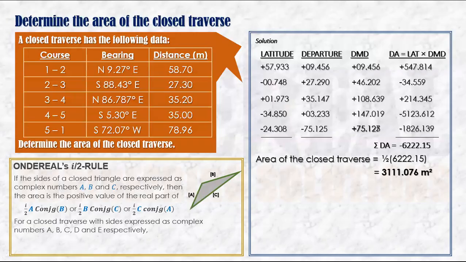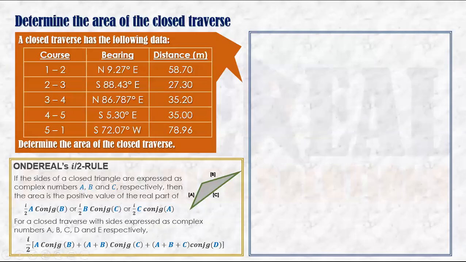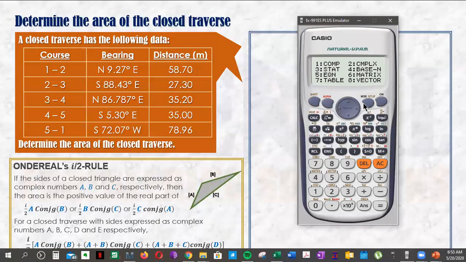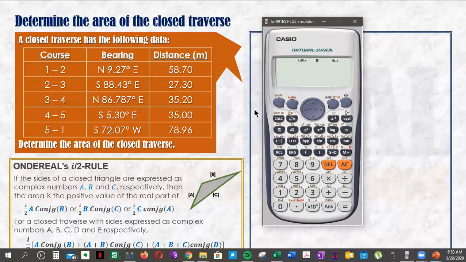And also for a closed traverse with sides expressed as complex numbers A, B, C, D, and E, the area is the positive value, again, of the real part of this. It is like they are just combined. I over 2 times the quantity of A conjugate of B plus A plus B conjugate of C plus quantity of A plus B plus C conjugate of D. Okay? Well, let us try to solve that. Again, we are in mode 2. I'm going to store them again. Also, I'll fix this.